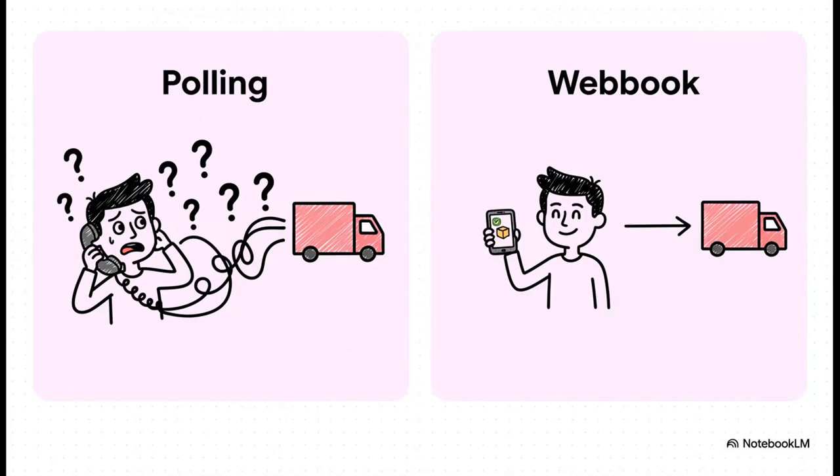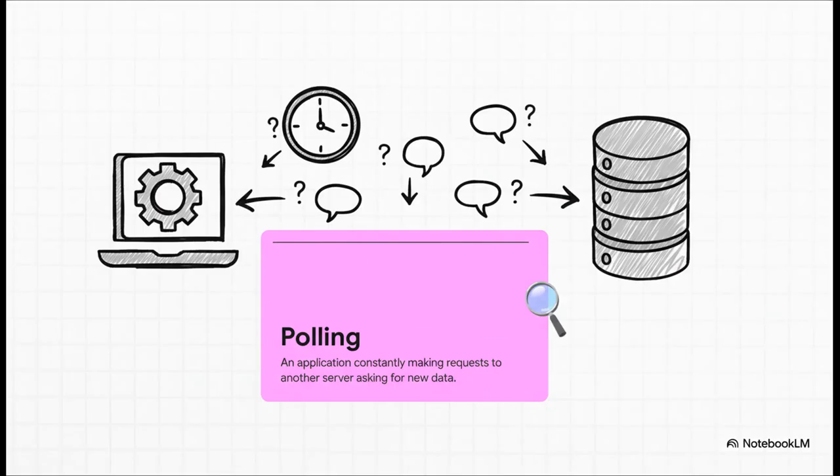Picture this. You are waiting for a really important package to be delivered. Now, what do you do? Well, if you use the polling method, it's basically like you calling the delivery company every 5 minutes, asking, is it here yet? How about now? Is it here now? It's annoying, it's inefficient, and you're just tying up their phone line for no reason. The webhook method, though, that's like getting one single, clean notification on your phone that says your package has arrived. So much better, right?